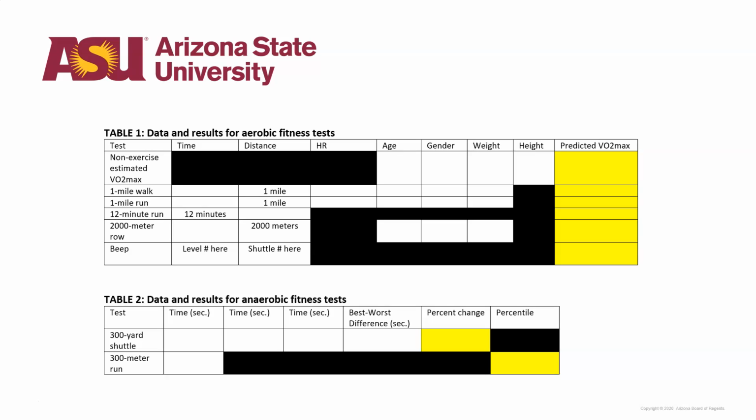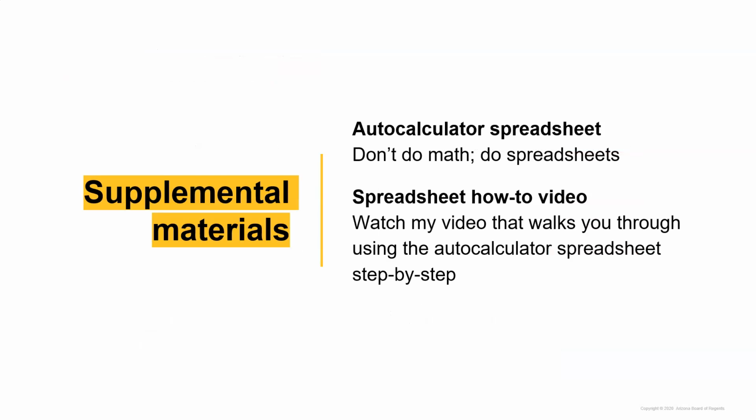I have provided you with these data recording tables that tell you what information you need to record for each test. The yellow cells indicate numbers that need to be calculated or brought in from a different source. To fill in the yellow cells, please refer to the auto-calculator spreadsheet. You will take the data you have recorded in your tables and put it into the spreadsheet to calculate the number for the yellow cells. Please watch the video on how to use the spreadsheet.